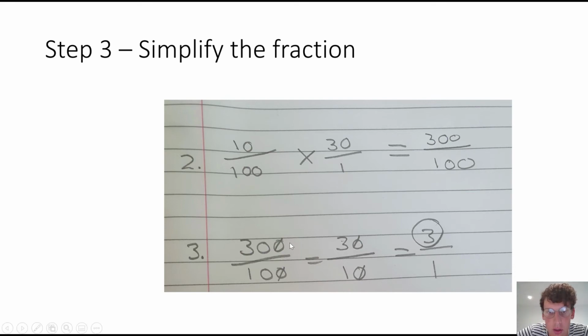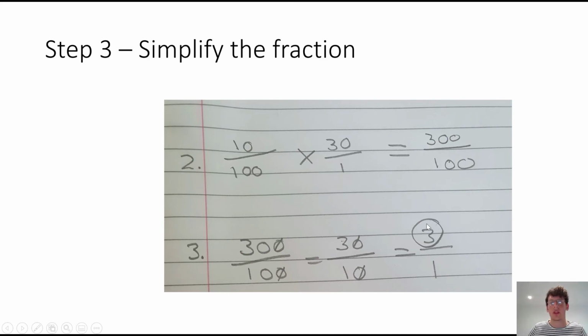So we've got 300 over 100, so we can just knock off 2 zeros straight away, as we can reduce it by 10 times, so we get 30 over 10. Then you can knock off those 2 zeros as we are reducing it again by 10 times, which gives us 3 over 1, and the top one is our answer. So 10% of 30 is 3.